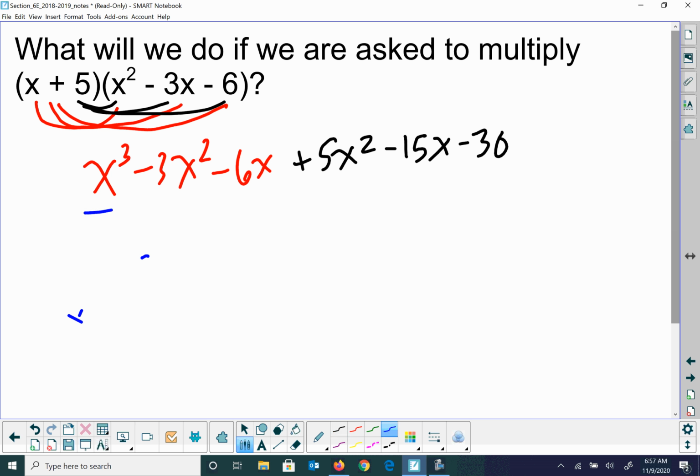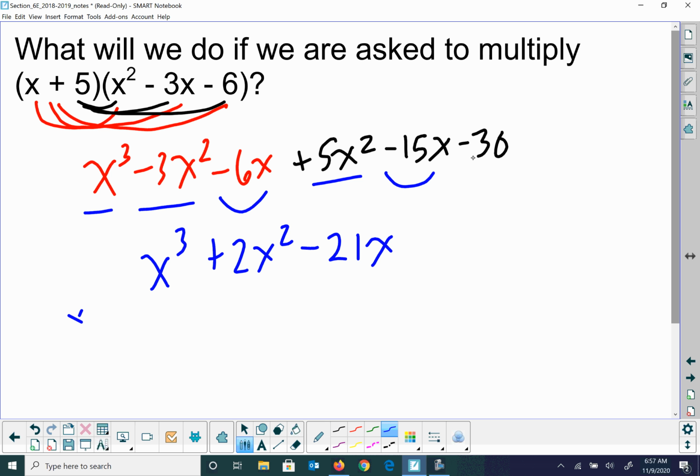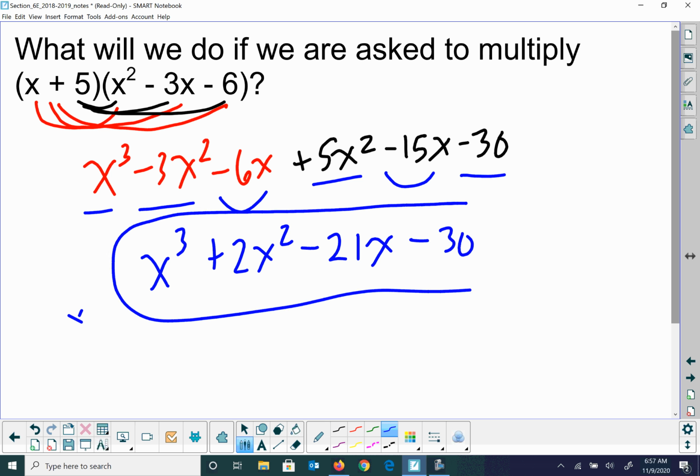And then we do have some like terms. I don't have any other x to the third, so that's done. The x squared terms, if I combine those together, give me plus 2x squared. Combining the x terms gives me negative 21x. And then we have a negative 30. So you get that big old string of stuff.